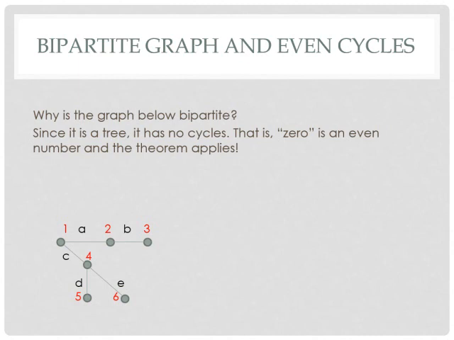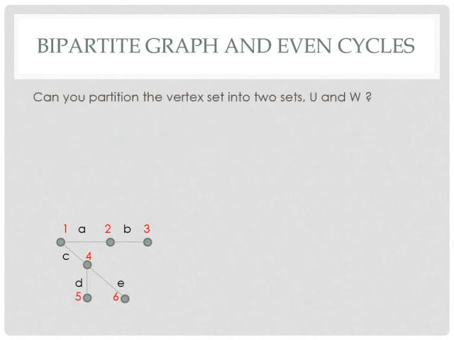Since it's bipartite, there is a partition of the vertex set such that all the edges run between the vertex sets and none of the edges are inside each set. So do you see the partition of the vertex set? That is, can you partition the vertex set into two sets, say U and W, where there are no edges in U and no edges in W?